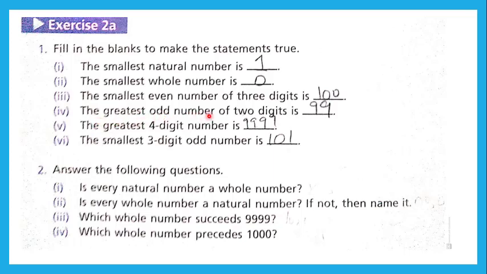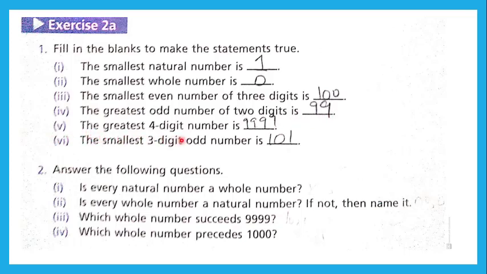Next, the greatest odd number of 2 digits is dash. Now here you have to write 99, because the greatest 2-digit number is 99. After 99 there comes 100, and in 100 there are 3 digits. So the greatest 2-digit number is 99. There are 2 digits in 99, and also this 99 is an odd number.